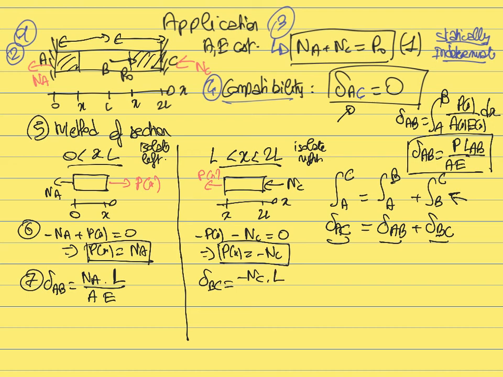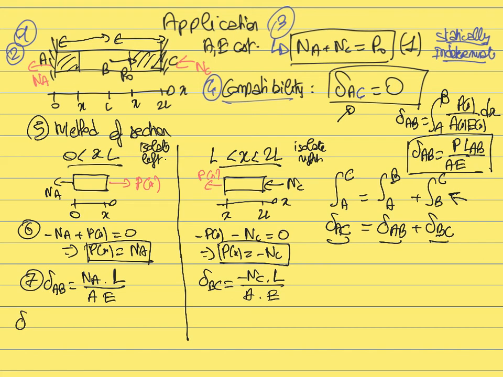But again, this is just a special case. The distance between B and C is equal to L, but this doesn't always have to be the case. So you always need to be careful to replace this distance between the two points by its actual value for the segment that you are considering. Then you divide by the cross section, which in this case is the same throughout the beam, times the Young's modulus. Okay, so now we have calculated the two elongations.